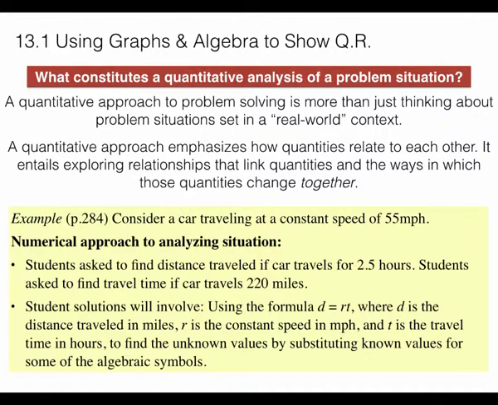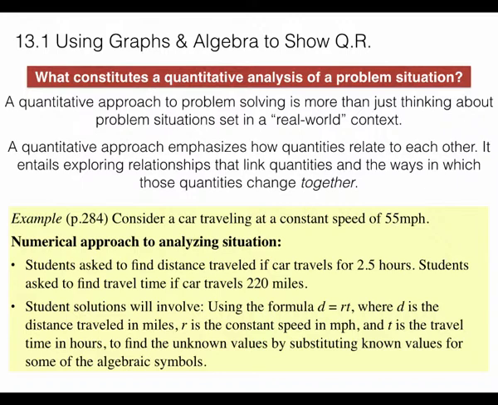A non-quantitative, or strictly numerical, way of thinking about this situation can stem from the questions that you ask. So you might ask a student to find the distance traveled if the car travels for 2.5 hours, and then ask them to find the travel time if the car travels 220 miles. These are very reasonable questions to ask about the situation. But notice that they instantly take the student away from thinking about the entire situation as a whole, and instead focus the student's attention on two isolated incidences within the context as a whole, right?